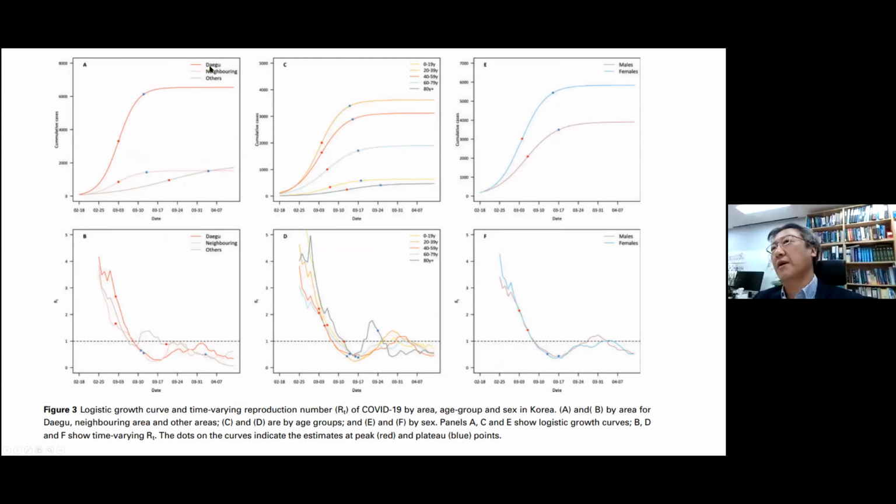Interestingly, at the problematic church, there are many young ladies. So the incidence among young people is much higher. This is a very unique phenomenon in Korea, because the outbreak started at the church, and the majority of them are young ladies. So you have high cases for female, and also high cases for the younger group rather than the older group. And then it shows the cumulative cases and the reproduction numbers. We try to compare them by age and region and gender.